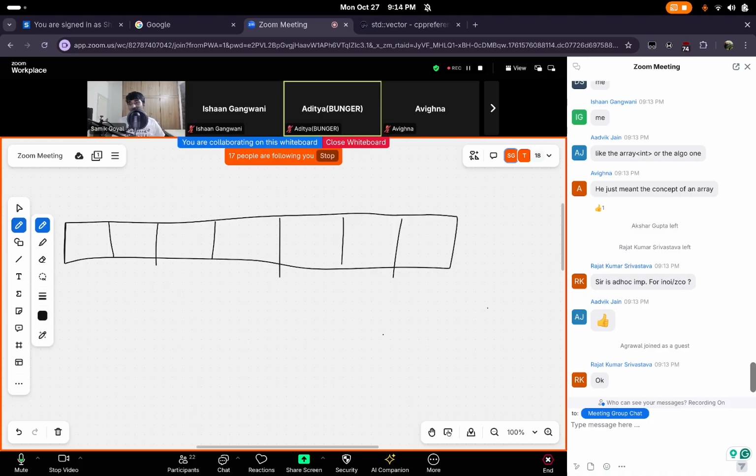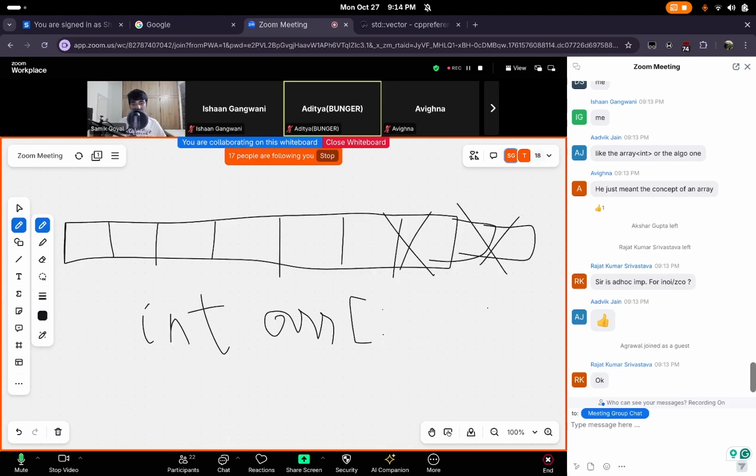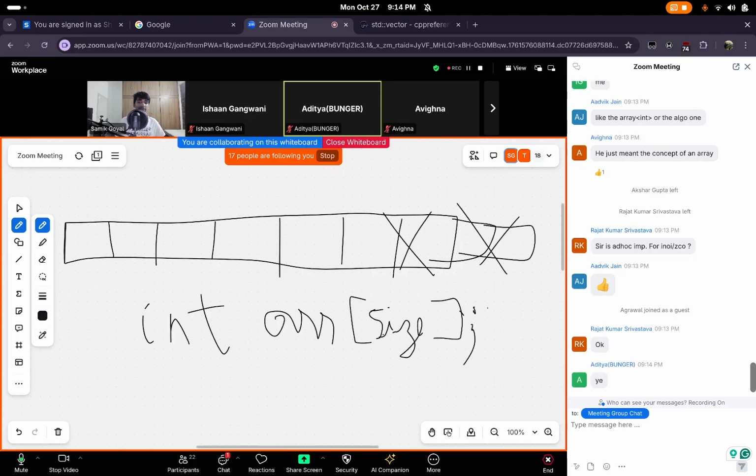Alright, so what is a vector? Vector is just a dynamic array. So you can add elements to the end and you can delete them as well. Arrays in C++, you might know them as int, then the name of your array, and then the size here. Hopefully everyone knows this notation. It's the simplest way to create an array.